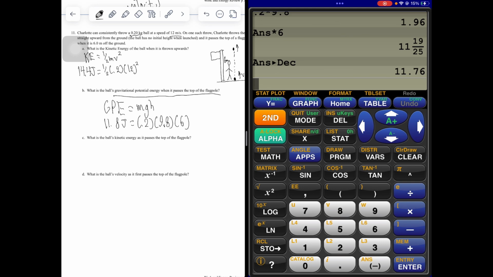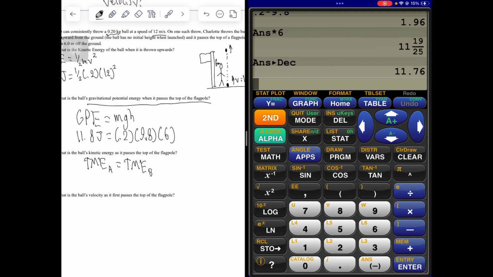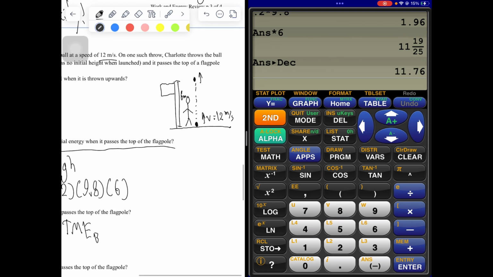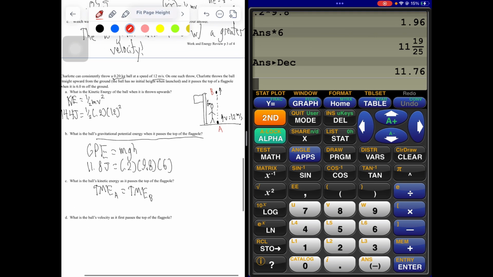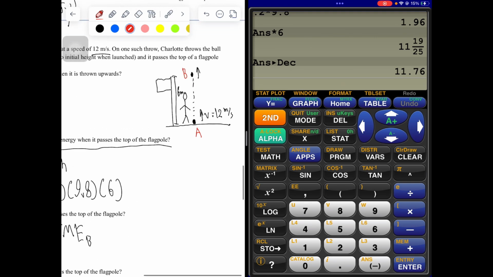Here, we want to say energy is conserved, right? Total mechanical energy at one situation is equal to the total mechanical energy at another situation. Well, let's look at our two situations. Situation A here, on the ground, being launched upward. Situation B, at the flagpole, still moving up. At situation A, we have just kinetic energy. Situation B, we've gained some gravitational potential energy, lost some kinetic energy. But we have those two types.